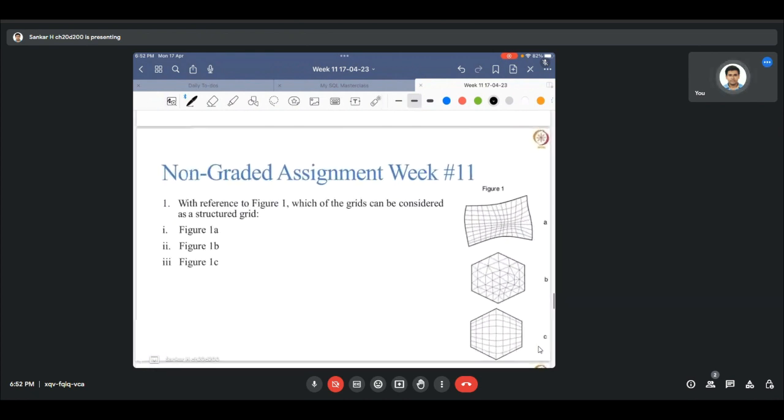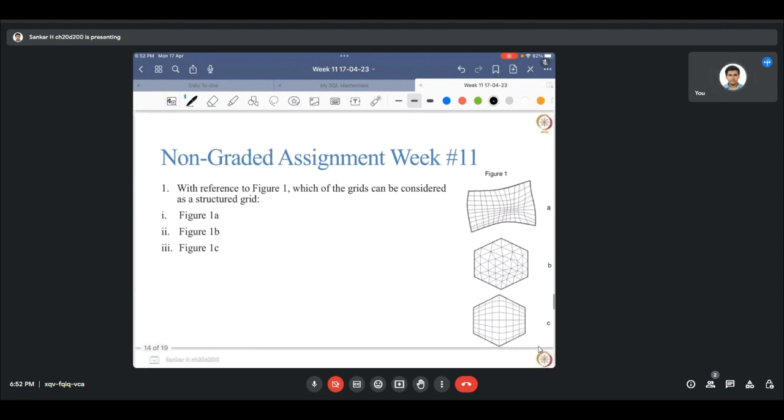Okay. Coming back to the non-graded assignments for week 11. We are starting with the non-graded assignments for week 11. And the first question, with reference to figure 1a, b, and c: which of the following can be considered as a structured grid?